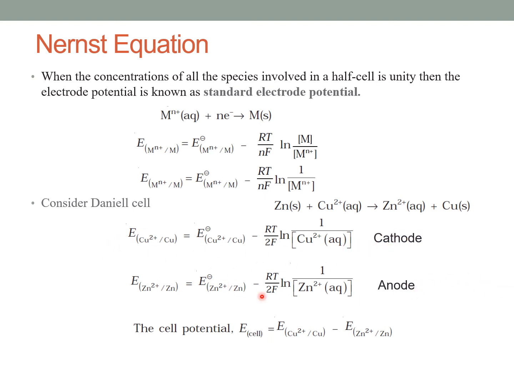And for the anode, you have zinc 2 plus and zinc, whose electrode potential is equal to the standard reduction potential of zinc 2 plus and zinc minus RT by 2F times ln of 1 by the aqueous zinc 2 plus concentration.